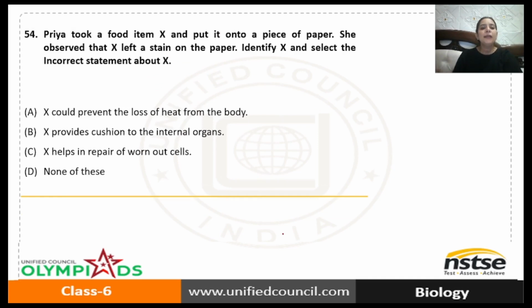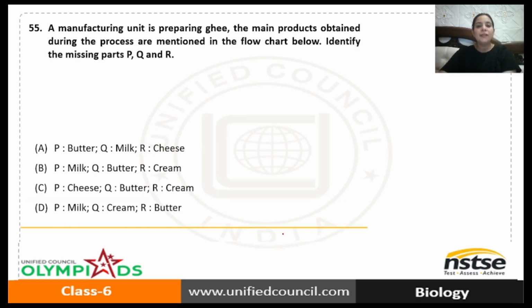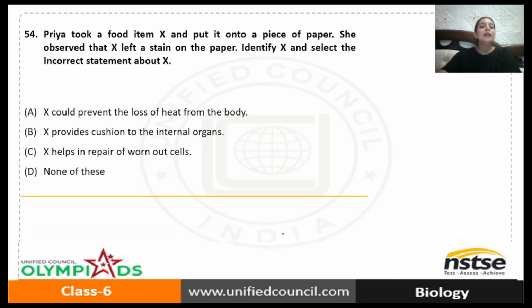Priya took a food item X and put it onto a piece of paper. She observed that X left a stain on the paper. Identify X and select the incorrect statement. A food item that leaves a stain on paper is undoubtedly containing fat, because fat leaves an oily stain on the paper. So we need to identify X and select the incorrect statement about X.